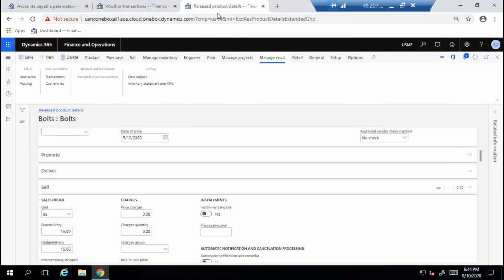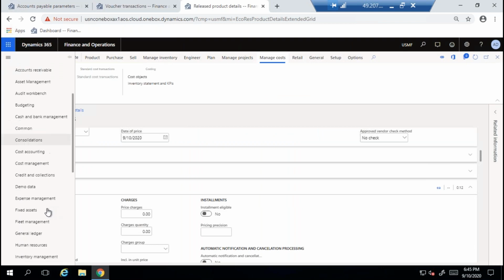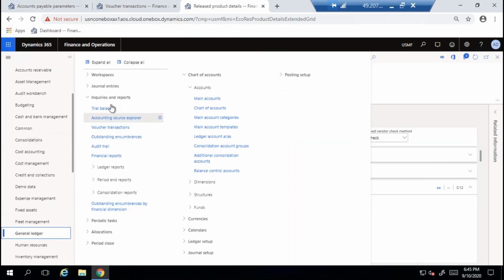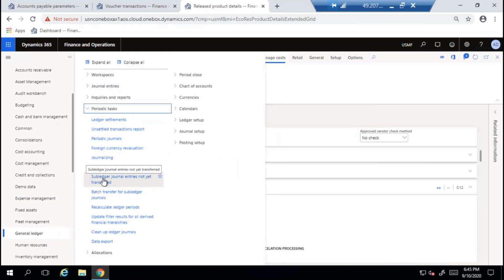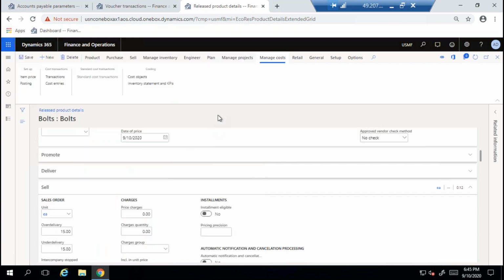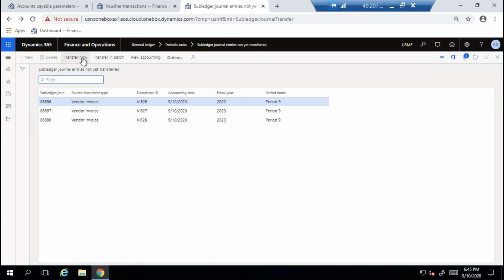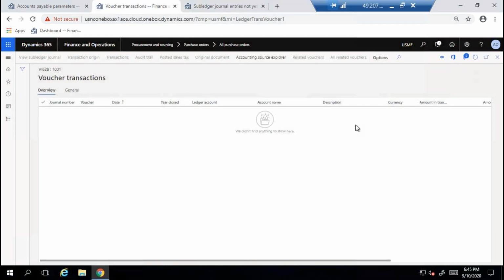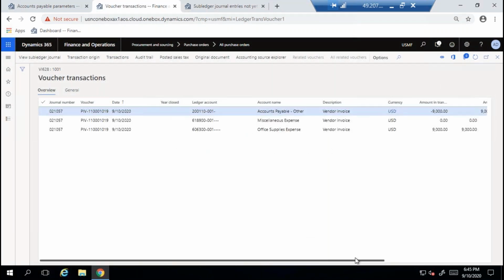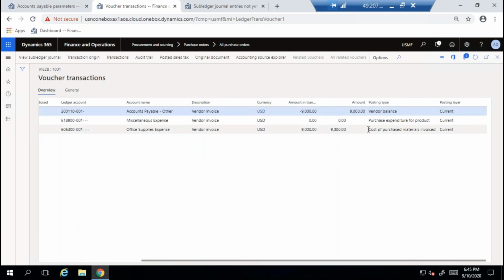No issues. Let me go to, I think yesterday or the day before yesterday we discussed in general ledger, periodic tasks, subledger journal entries not yet transferred. It will be shown here. You can click on transfer now. It will be transferred immediately. Now if you verify the voucher, refresh, the voucher will be shown. It is normal. Cost of material invoiced account debit, vendor account credit, purchase expenditure for product 0. This is a normal transaction.